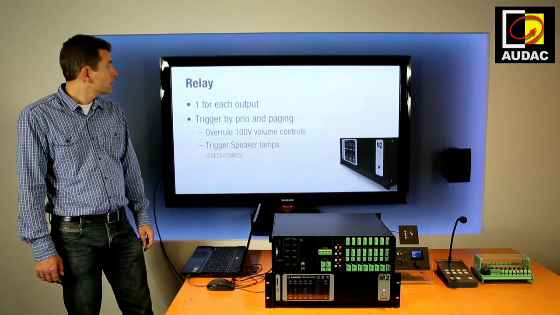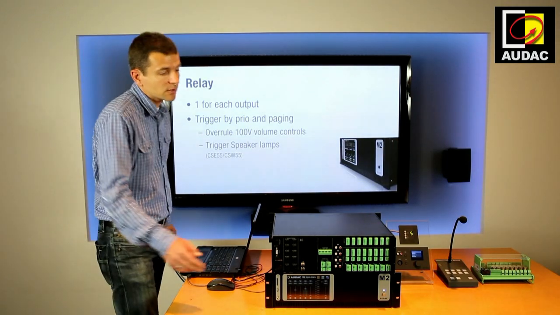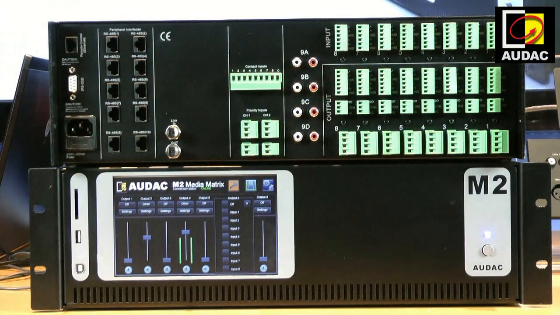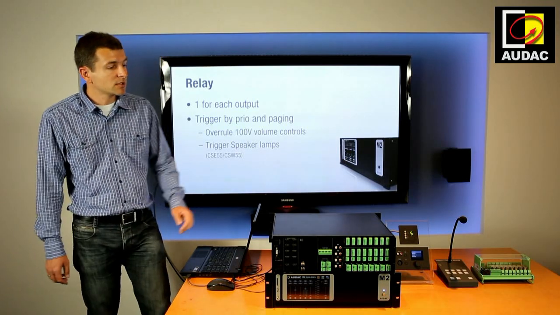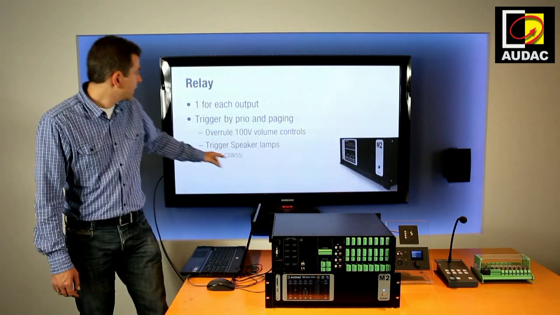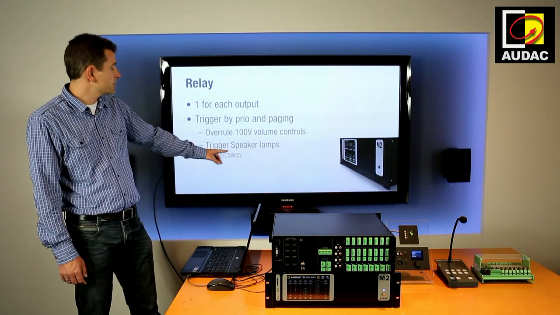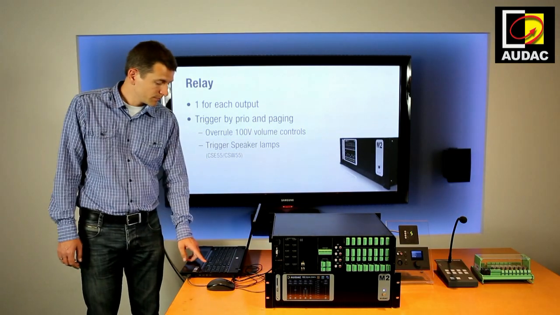Okay, now we have the relay output. Each output, we can see it over here, has a relay output, normal open and normal closed contact. It is triggered by priority and paging. If I page in this zone, this relay will be triggered, and it can override or overrule 100 volt volume controls, and it can trigger speaker lamps like the CSE55 and CSW55.